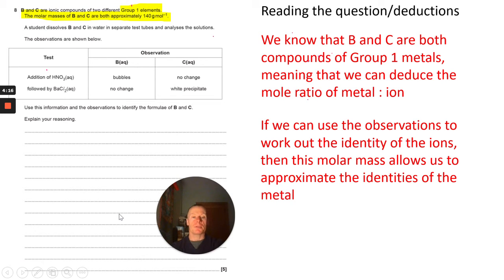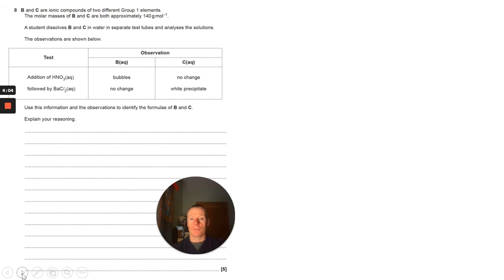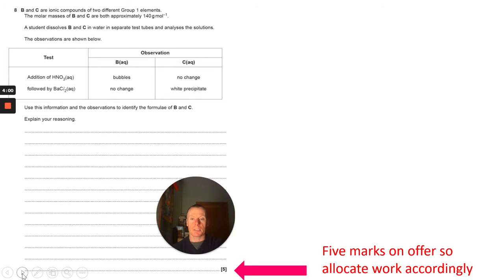And if we can use the observations to work out the identity of the negative ions, then the molar mass of 140 grams per mole can allow us to approximate the identities of the two metals. So starting with the number of marks allocated, there's 5 marks, so you need to allocate your work accordingly and put a reasonable amount of detail into this.